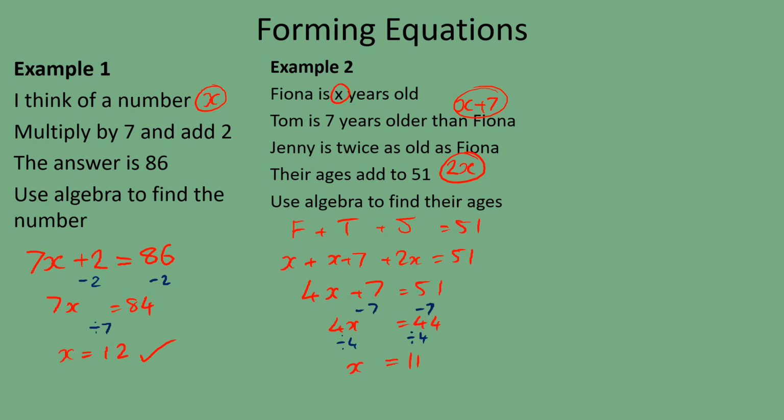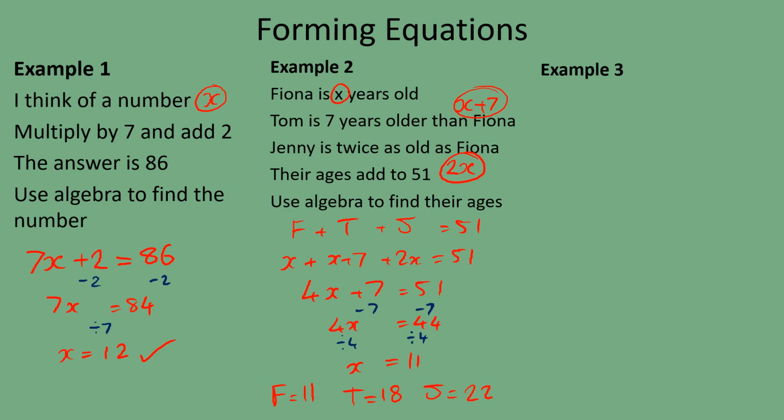Now we want all of their ages. So remember, Fiona was X, so we can say that Fiona is 11. Tom was 7 years older than that. Tom is 18. Jenny was twice as old as Fiona. Jenny's 22. Do those numbers add up to 51? Yeah, they do. So we're sorted.